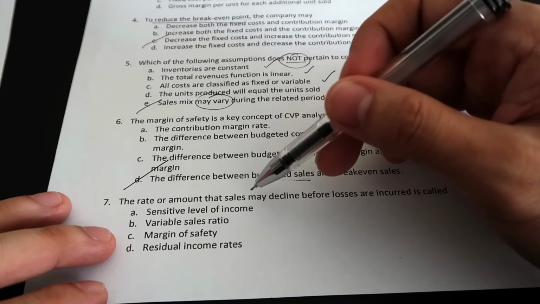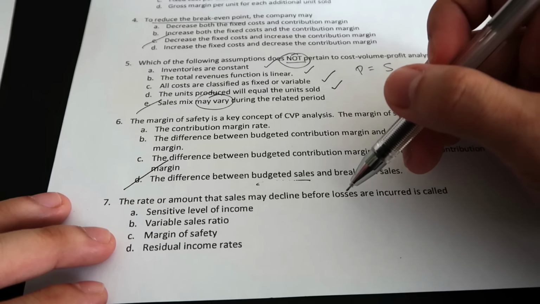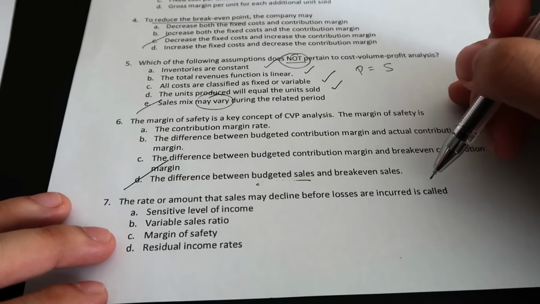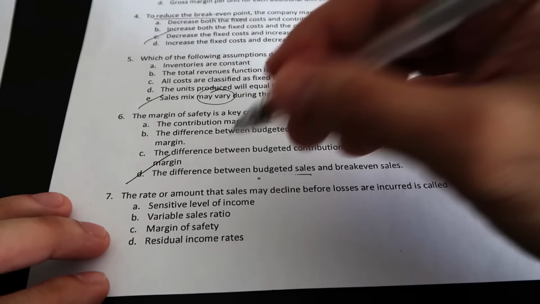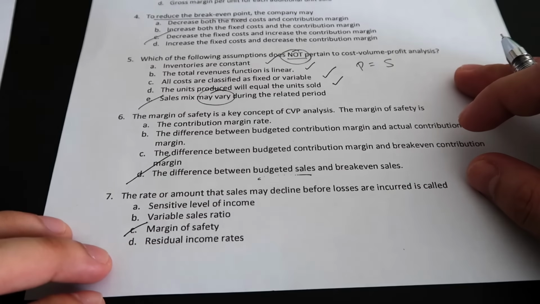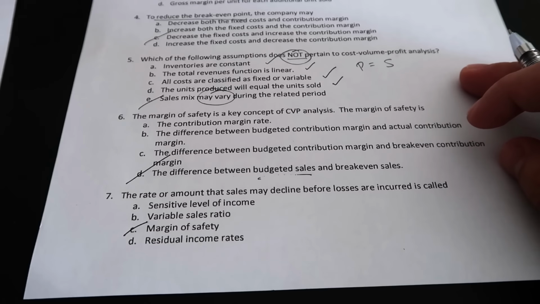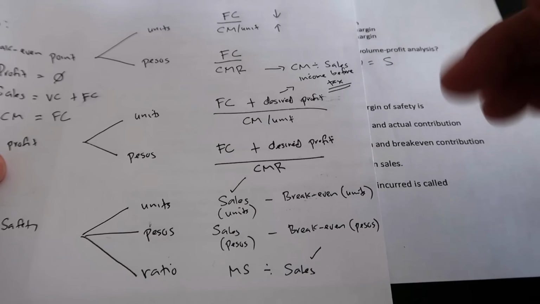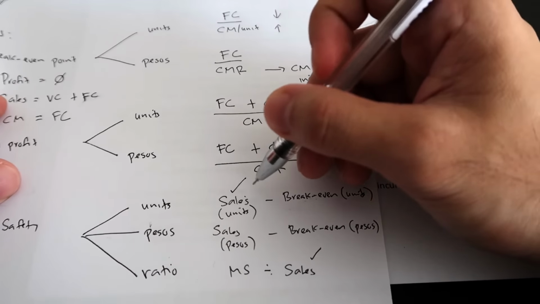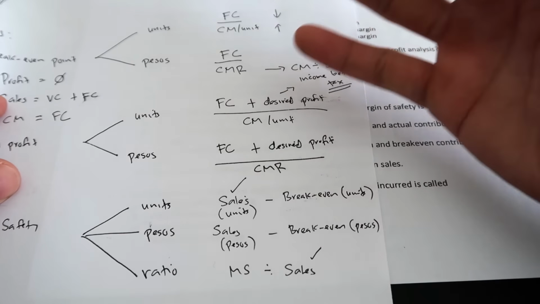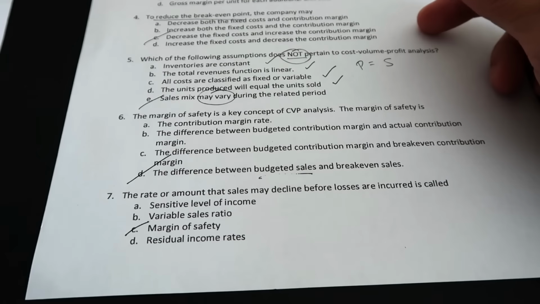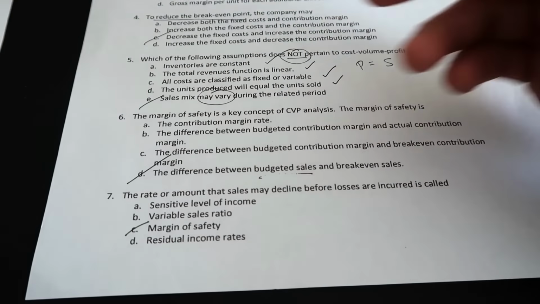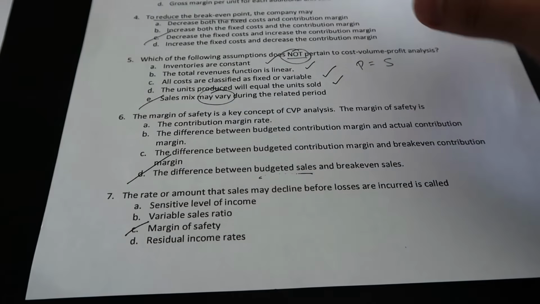The rate or amount the sales may decline before losses are incurred is called. Answer here is margin of safety. Okay? So it means, ayan, kasi once your sales is lower than the break-even sales, then you have a loss. Okay? That's your margin of safety. That's why the higher the margin of safety, the better.